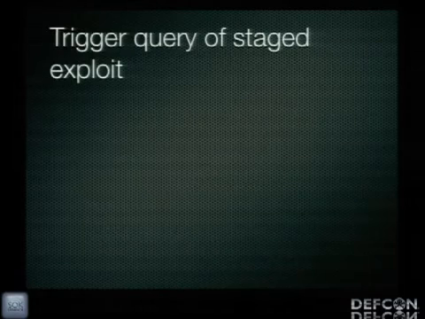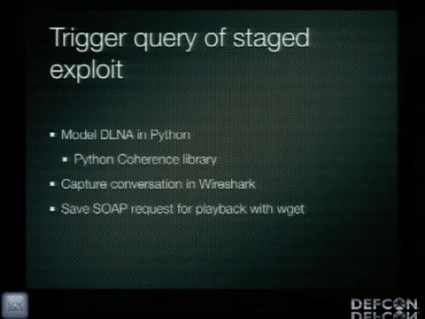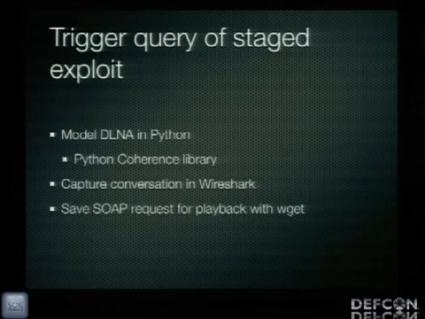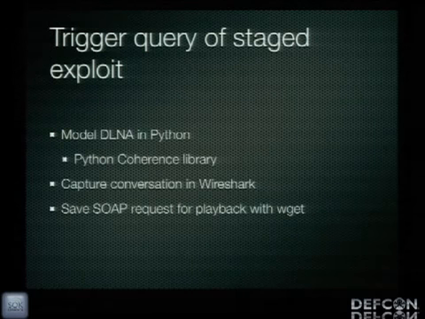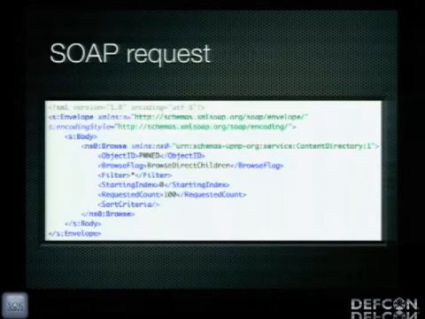In order to trigger the query of this exploit, initially I was modeling a DLNA client in Python using the coherence library. And that was a little bit flaky because the way UPnP and SSDP works, it would take a while to trigger the exploit. Sometimes it would happen immediately, sometimes it would take a little while, and it was unpredictable. What I ended up doing is just capturing the conversation in Wireshark and popping out the necessary SOAP request that actually triggers the application, and then playing that SOAP request back using wget and just ditching the DLNA library.